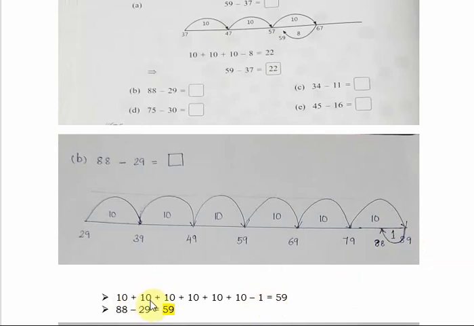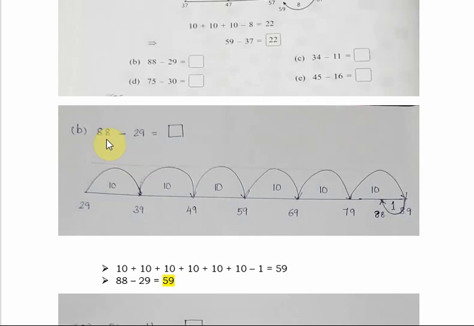So how much is 10 plus 10? 10 plus 10 is 20. 20 plus 10, 30. 30 plus 10, 40. 40 plus 10 is 50. And 50 plus 10 is 60. And 60 minus 1. How much is 60 minus 1? You will get the answer 59. So what is the answer of 88 minus 29? So 88 minus 29 is 59. Okay. So we got the answer 59.